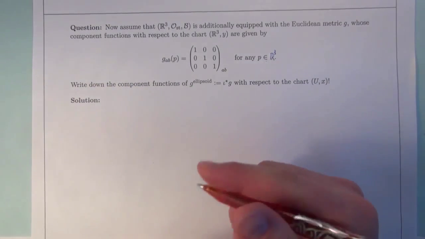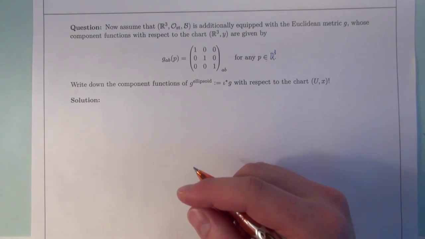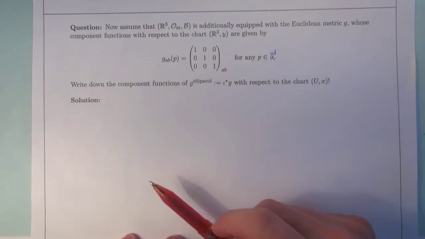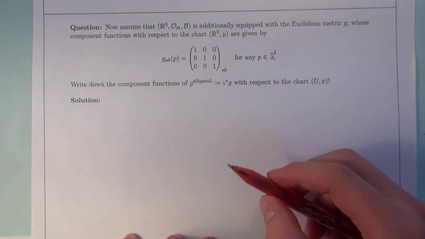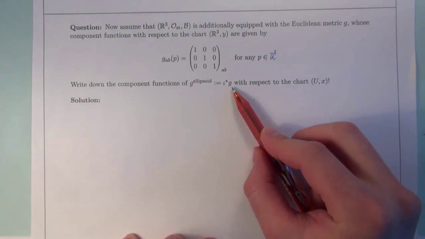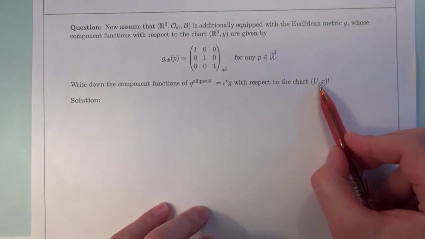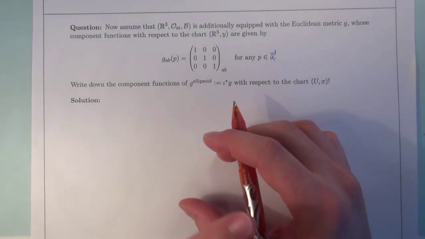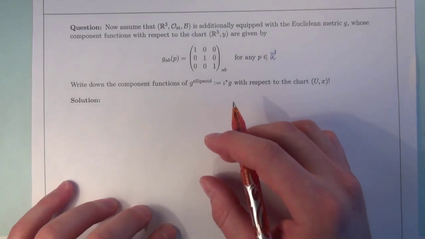Now assume that R3, O standard, B is additionally equipped with the Euclidean metric g, whose component functions with respect to the chart (R3, y) are given by this expression. Write down the component functions of g ellipsoid, which is defined by the pullback of g with respect to the transmission function iota with respect to the chart (U, x). Okay, how does this work? We just have to simply recall the formula of the last exercise, exercise 2.